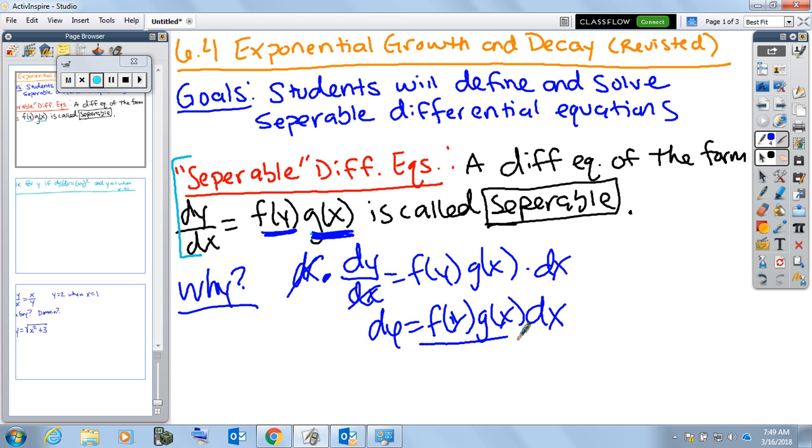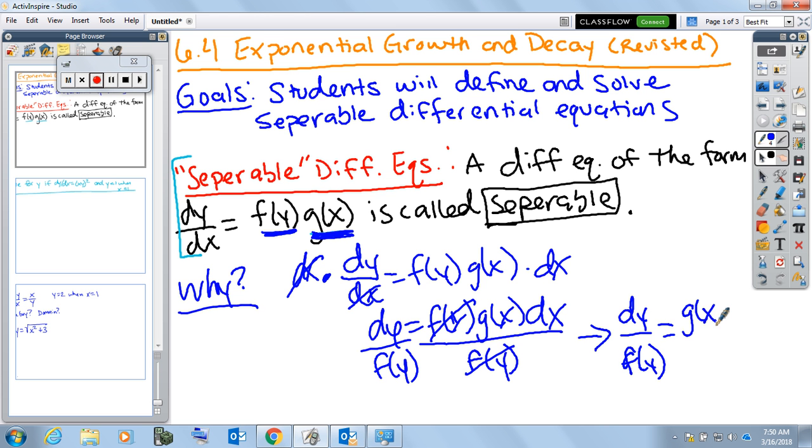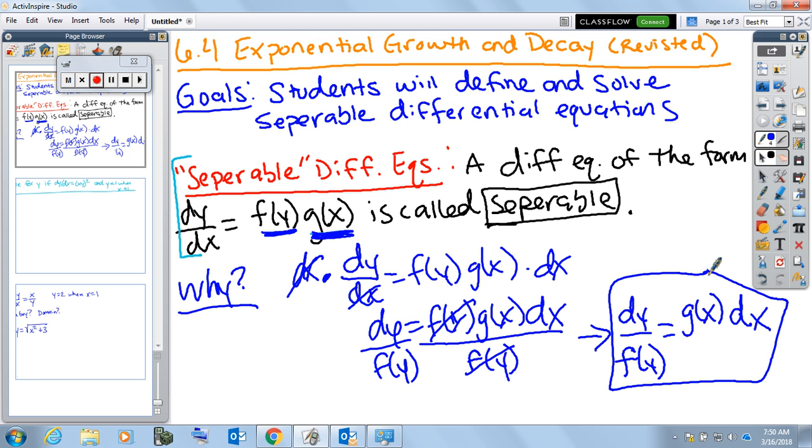But then I need to get the y's matched up together as well. And so our goal will be to separate in this current form: dy over f(y) equals g(x) times dx. And so that is what our goal is really going to be, to get it into this form right here, to separate our differentials. And that is where the separable comes from.